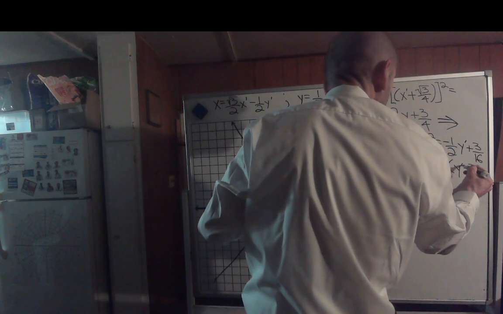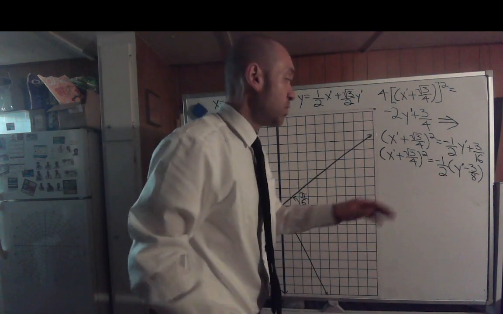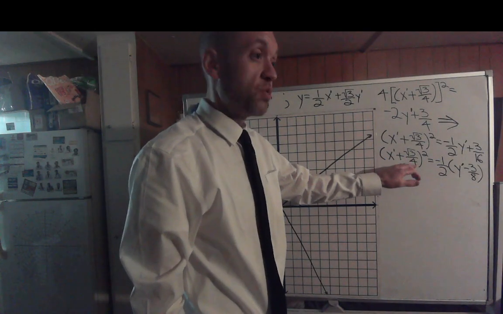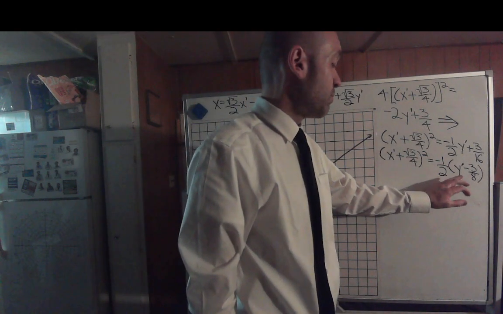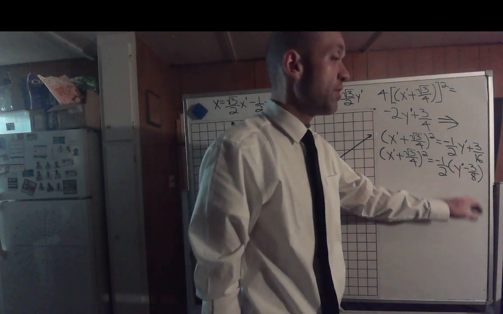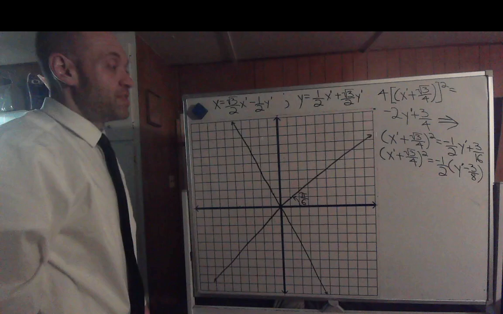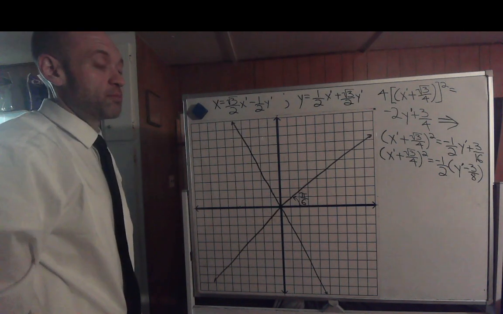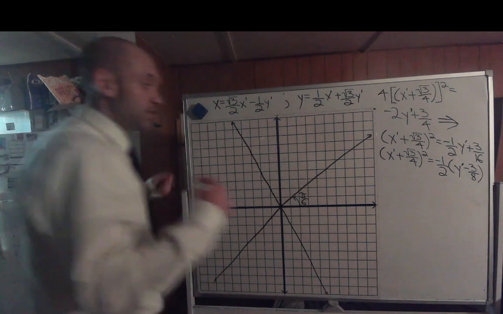So this ends up being, that's a y prime. Okay, so this ends up being the quantity of x prime plus the square root of 3 over 4 quantity squared equals negative 1/2 times the quantity of y prime minus 3/8. Well, that is going to be the standard form of the parabola in the x prime y prime plane. So let's get all the results for that.